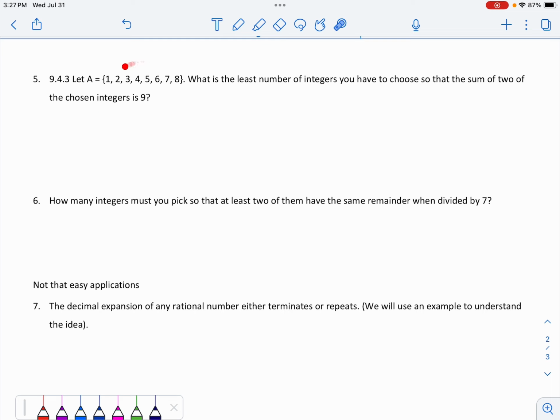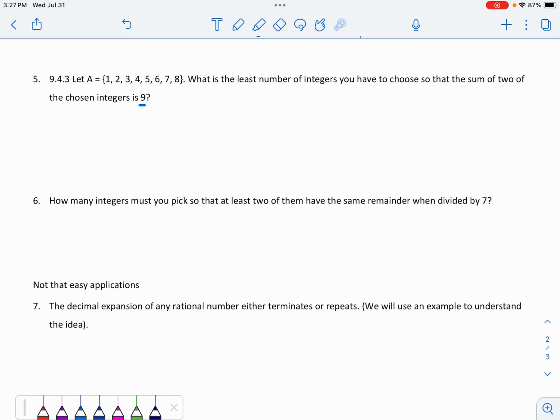So you're going to choose integers from this set. How many do you have to choose to guarantee that the sum of two of the chosen integers is 9? Again, you have to think about how to cleverly design your holes and pigeons. That's the key part, right? Now, the chosen integers' sum is 9.